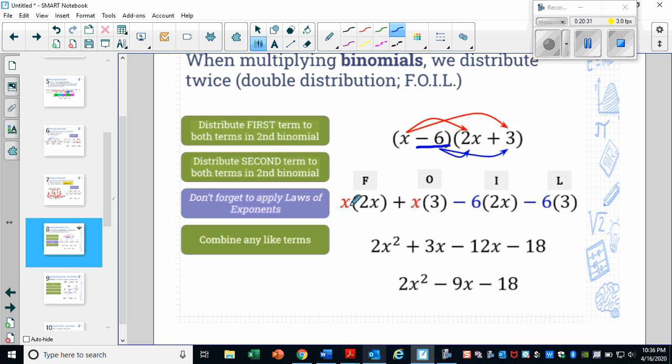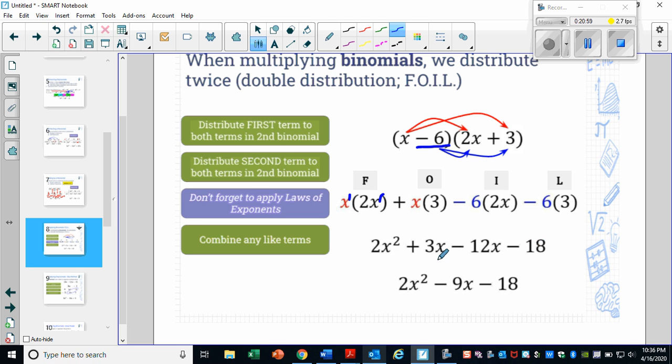And then as a result, we do our multiplication. Again here, exponent of 1. So keep your coefficient, add your exponents. x times another x is 2x squared. And you have x times 3, positive 3x. Negative 6 times 2x, negative 12x. Negative 6 times 3, negative 18.